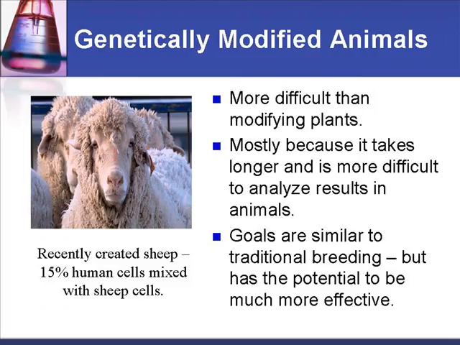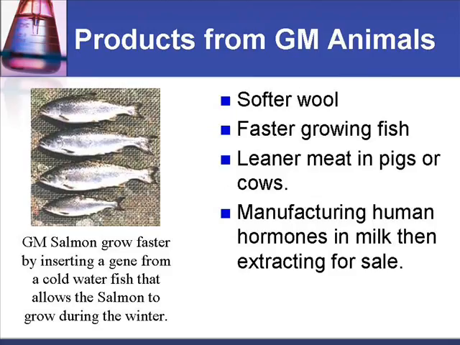Scientists have been experimenting with genetically modified animals. These are much more difficult to do than plants because of the time it takes to analyze the results. It takes a lot longer to breed animals than it does plants. However, the goals are similar to traditional breeding, but with the potential to be much more effective, producing animals that will produce better milk or better meat for humans, or more wool in the case of sheep.